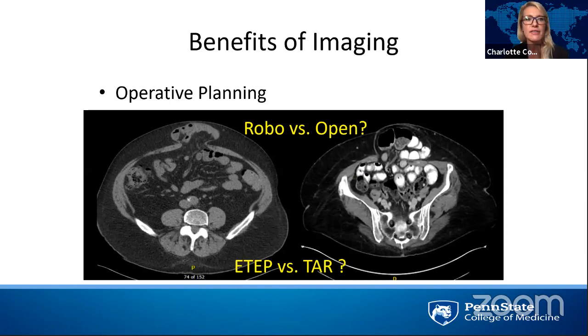So if they have something that is amenable to robotic repair versus an open repair, as well as whether you need to do a full TAR, or if they have robust enough rectus muscles and a small enough defect to support a retrorectus repair. One of the limitations to imaging in this situation is if they have a pretty large scar or a significant soft tissue problem, those are sometimes underpredicted on imaging. So really, using imaging as an adjunct and not replacing your physical exam is important in these situations.